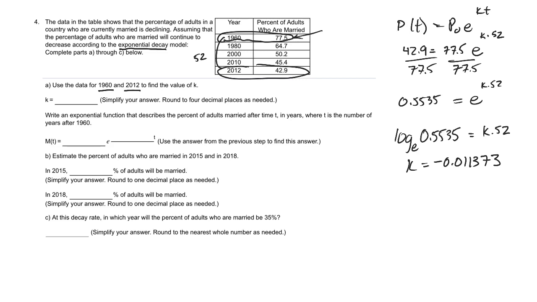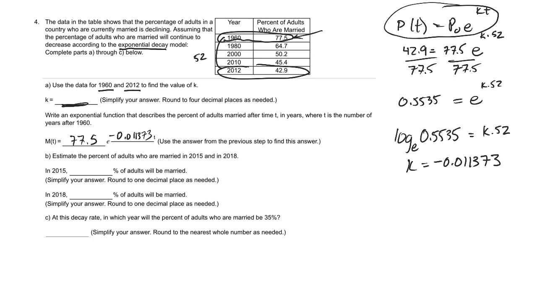So that's the k value. And that number would go right there. So the function then would be m of t equals, I'm just plugging stuff in. The first number would be 77.5, that's what I'm starting at, times e to the, my k value, negative 0.011373. Then they say estimate the percent of adults who were married in 2015.